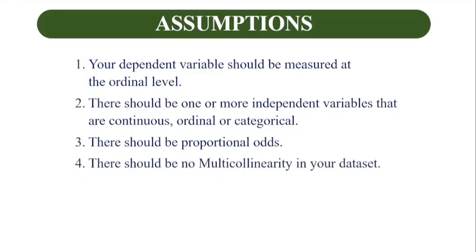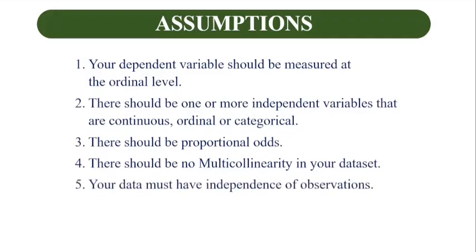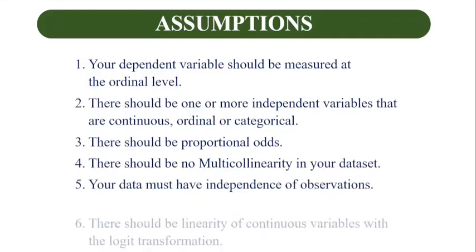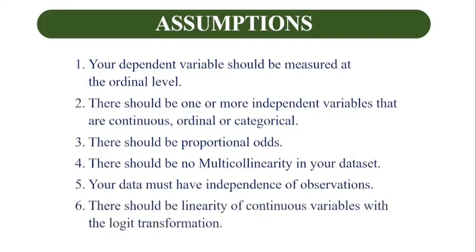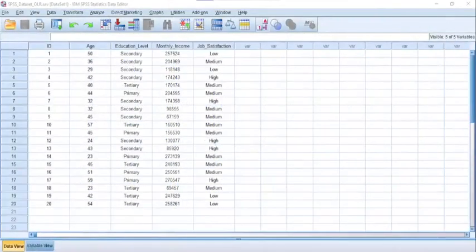4. There should be no multicollinearity in your dataset. That is, predictors shouldn't be highly correlated. 5. Your data must have independence of observations. And 6. There should be linearity of continuous variables with the logit transformation, especially when there are numeric predictors or independent variables. Now, let's use this synthetic dataset collected by the researcher who studied job satisfaction among employees.